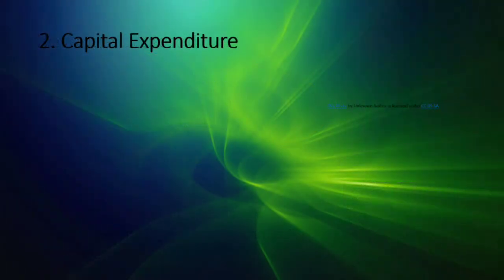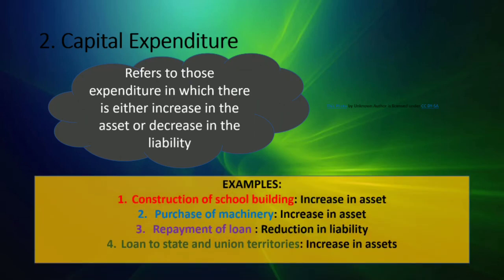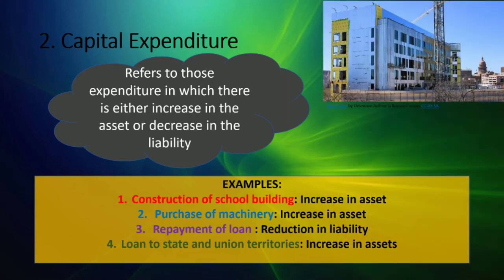So the next type of expenditure is capital expenditure. So the question arises, what is capital expenditure? These are those expenditures which either increase the asset or decrease the liability of the government. Let's take few examples to understand it. Let's say a government constructed a school building. So in this case, government did the expenditure, let's say 1 crore or 2 crore, but at the same time, they get an asset. They get a school building. So yes, it is a capital expenditure of the government.